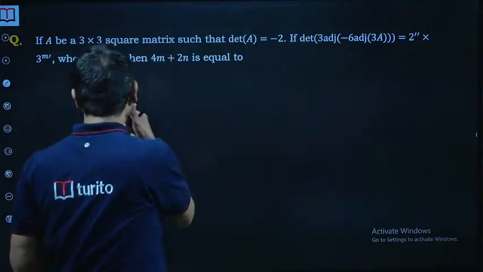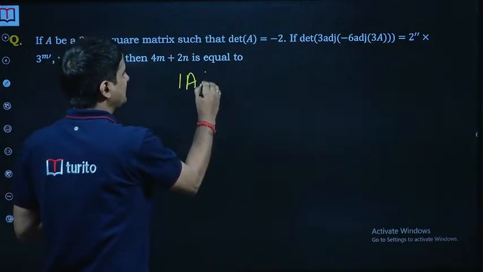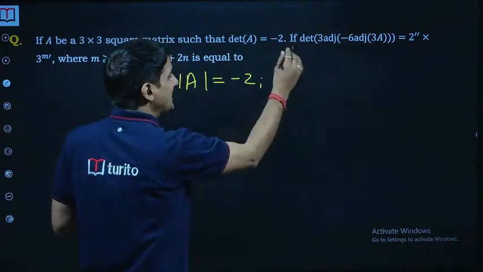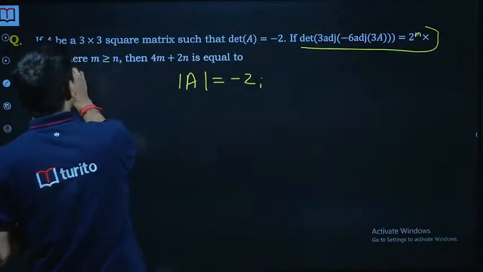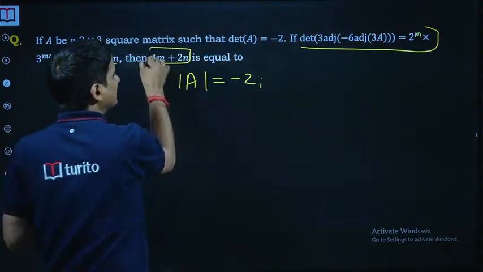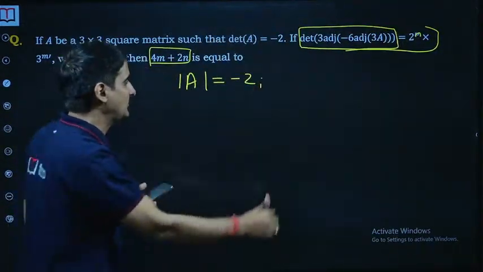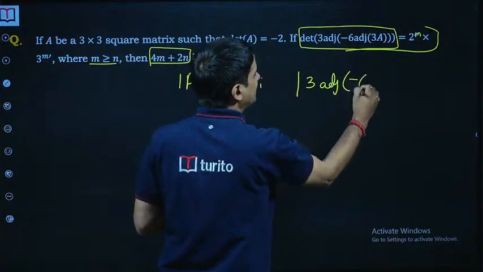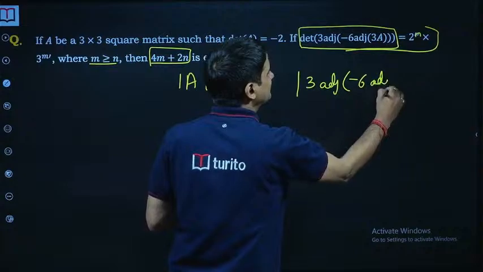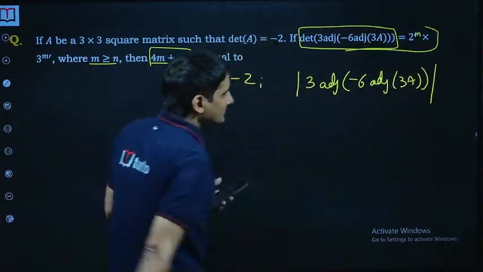But then see, the question is: A is a 3 cross 3 square matrix such that determinant of A is -2, and we are asked to find this thing, 2 raised to the power m into 3 raised to the power n, where m is, and then we all know it. Okay, so we are asked to find the determinant of this matrix. So what are we asked? We are asked to find the determinant of 3 times adjoint of -6 times adjoint of 3A. So that's what we are asked.